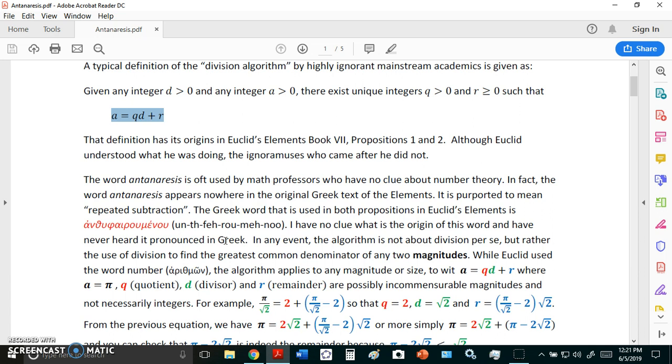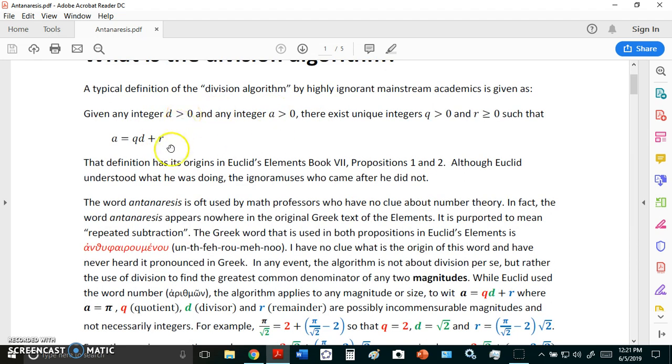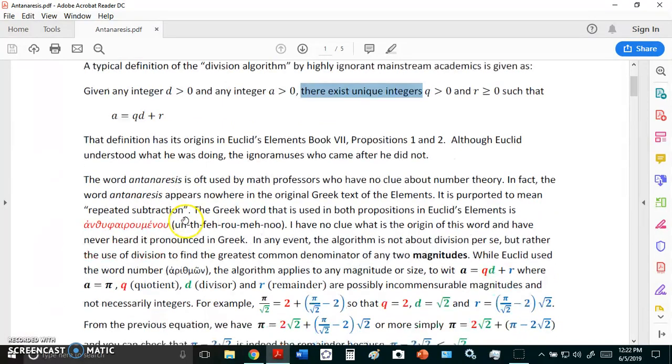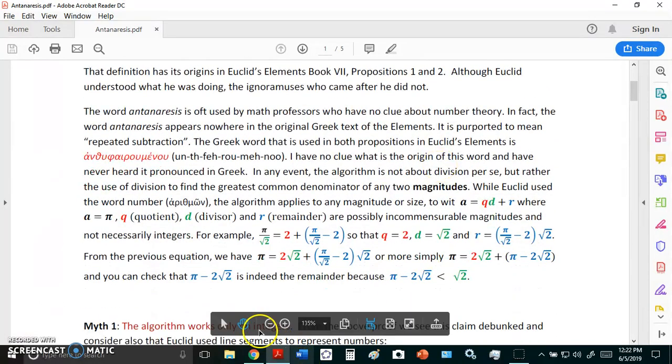But now, what is division exactly? Well, we'll come to see what it is in a short while. But what I want to say is that this statement here is not generally true. A and D don't have to be integers. And it's a very bad way to teach people by saying there exist unique integers, because that doesn't explain what this means. And it doesn't explain the process behind finding the greatest common denominator.